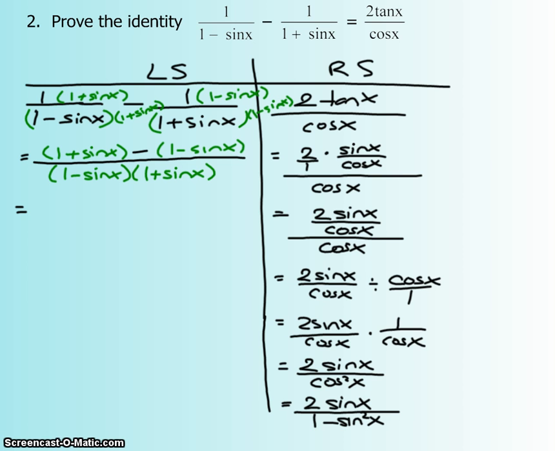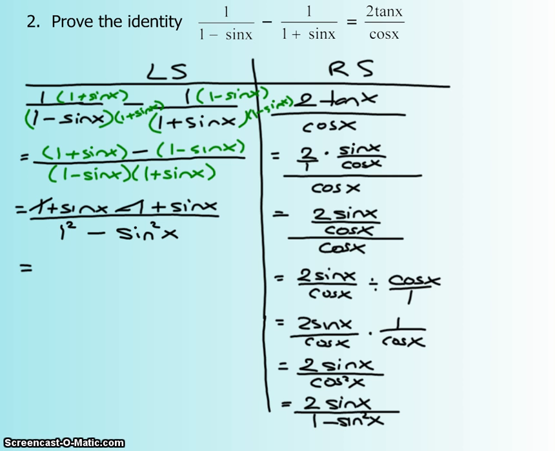Let's take off all the brackets. 1 plus sine x minus, and it's going to change the symbols in the other bracket, so negative 1 plus sine x. All over, and let's just open up these brackets too because the right hand side doesn't have any brackets. So I'm going to do FOIL, and I'm noticing this is a difference of squares, so it's just going to be a squared minus b squared. Or if you did FOIL, some of your signs will cancel out and you'll end up with exactly what I have right now.